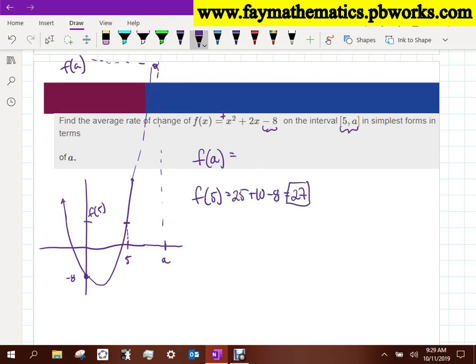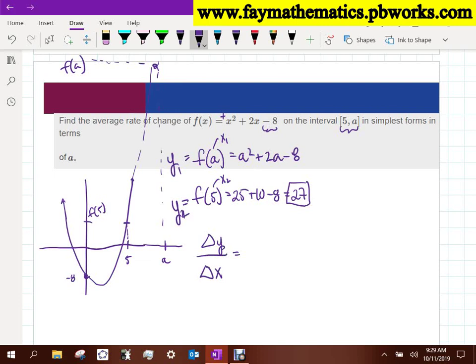F of a is a squared plus 2a minus 8, right? Does that make sense? Okay. Well, what are these? These are just y values, correct? Maybe I want to call that y1 and that y2. Then that would have been x1 and that would have been x2. Does that make sense?